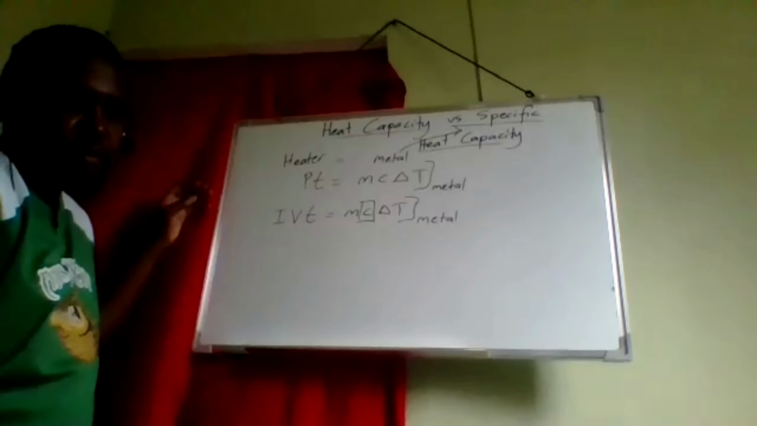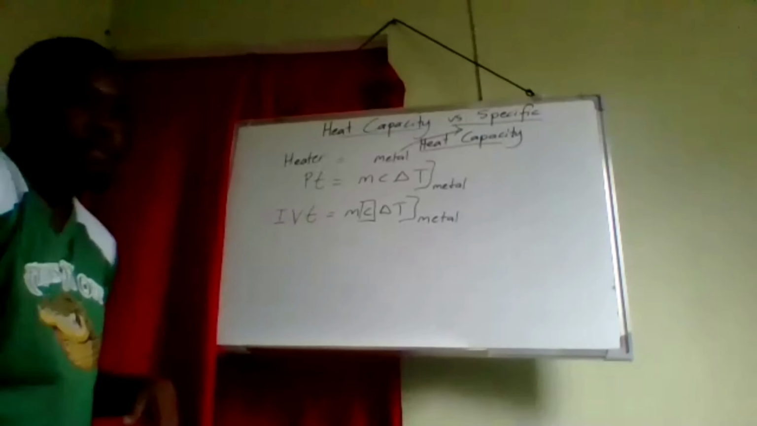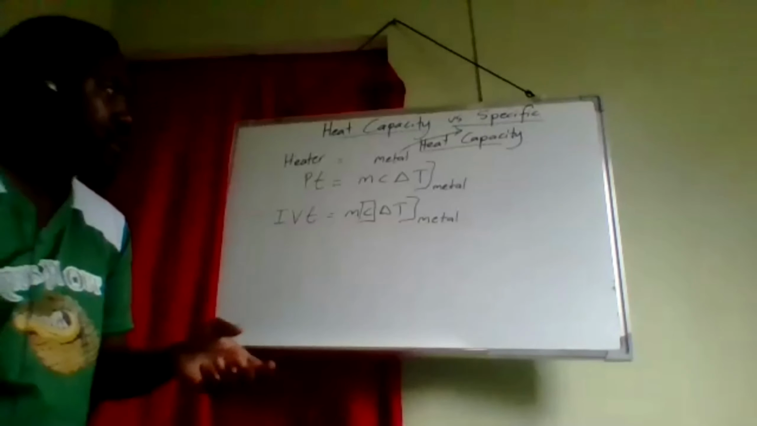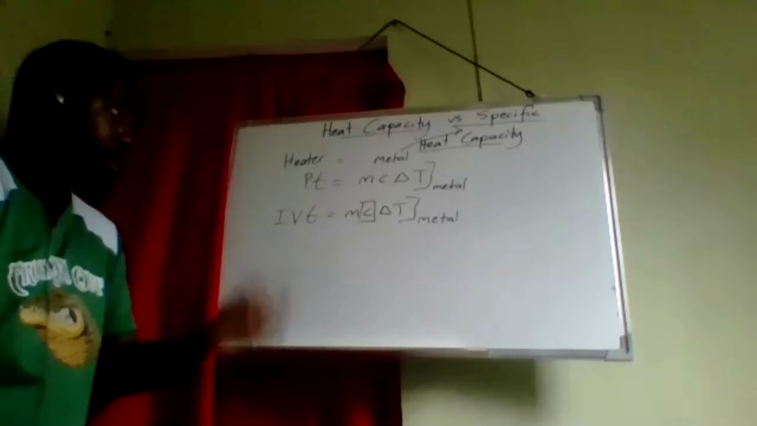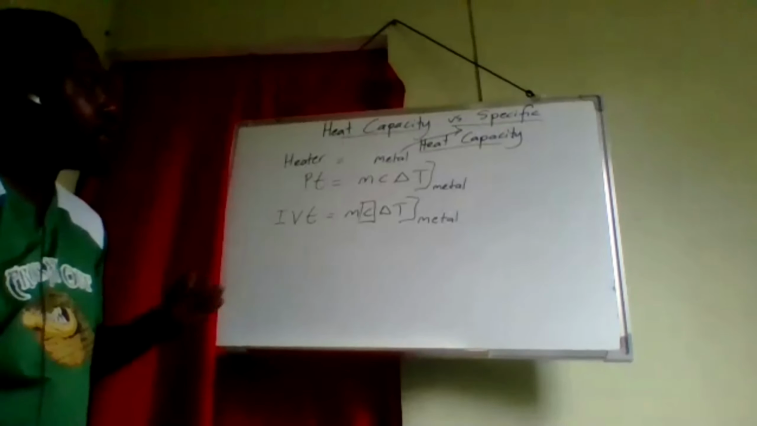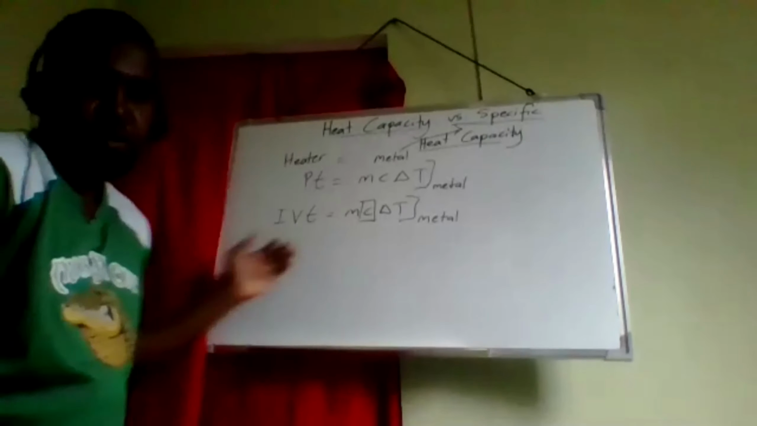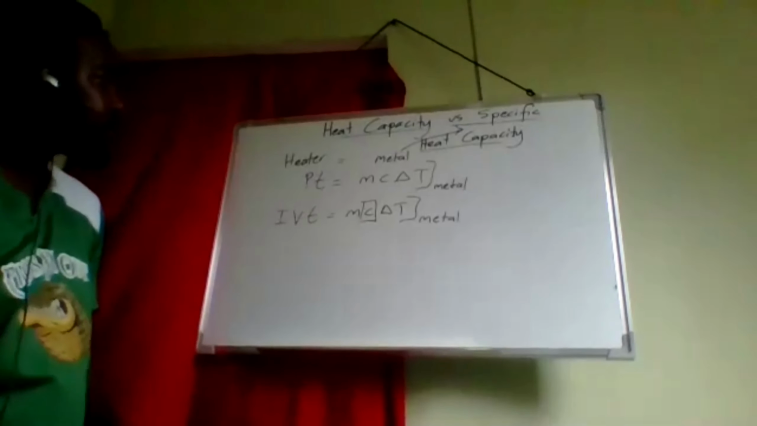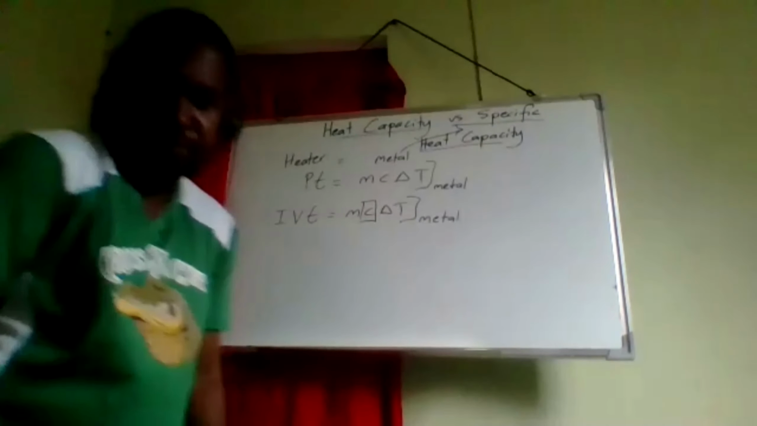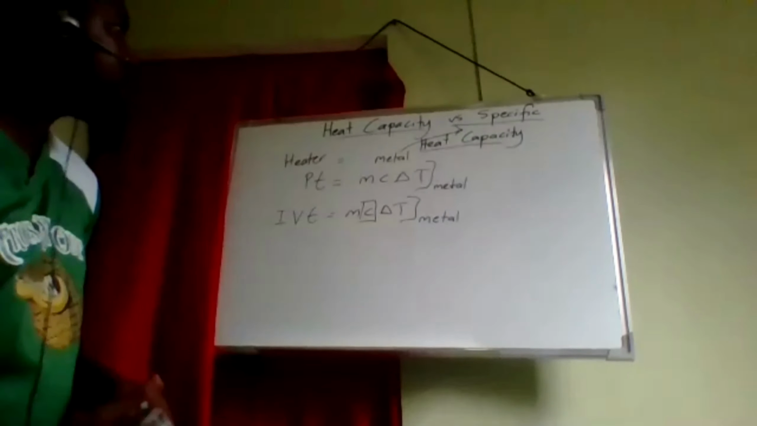So we only use this equation when it's a heater that is used and not a Bunsen burner heating water with the metal. If it's a Bunsen burner that's heating the water and the metal, then we use the previous equation. If it's a heater that's directly heating our metal, then we use this equation. All right, so that is heat capacity.